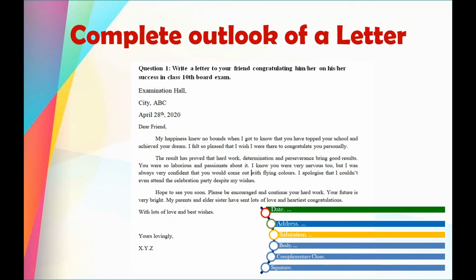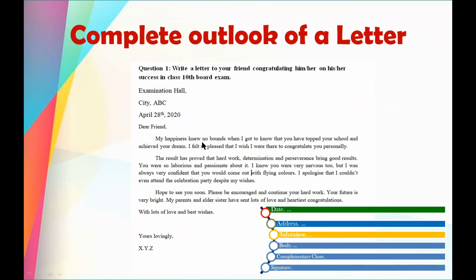So the question is, write a letter to your friend congratulating him or her on his or her success in class 10th board examination. So what we are going to do is write examination hall, city ABC, April 28th 2020. So this is how you need to write the date, April 28th or 28th April, 2020. You can write like this as well, and then you may or may not leave a line beneath the date. Dear friend, you will start from here since your addressee is your friend.